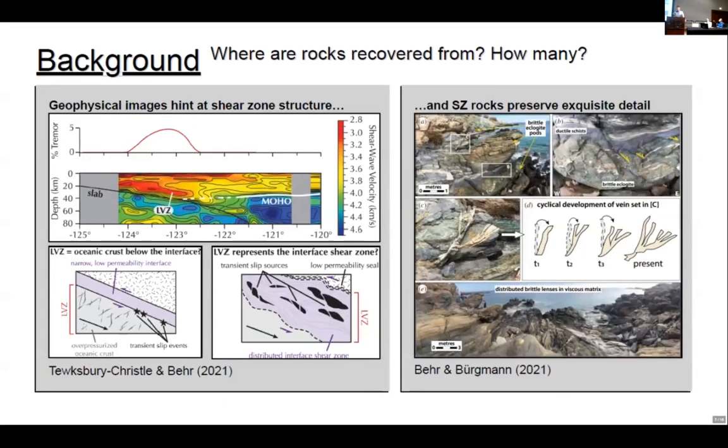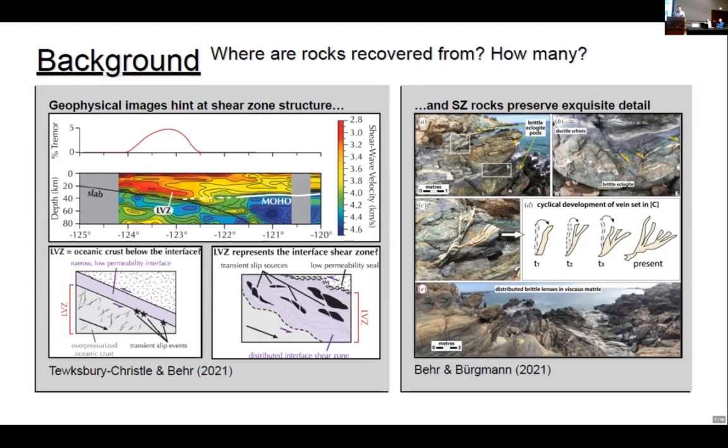Like this low velocity zone, for example, in red, this is a seismic profile across the Cascadia subduction zone in North America. You can see this low velocity zone sits on top of the slab and terminates near the continental Moho. And while you can easily identify the low velocity zones in these geophysical images, they really only hint at the internal structure of the shear zone. So we don't get a lot of great detail.